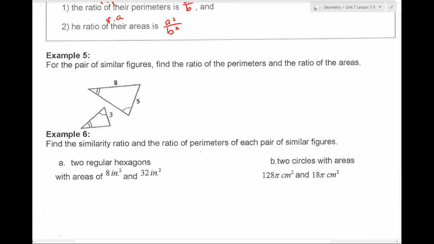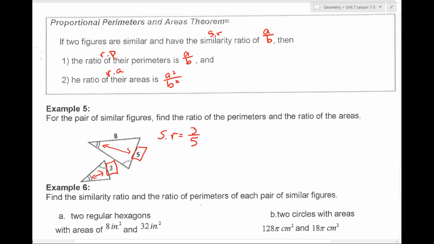Now, for the following, it says, for the pair of similar figures, find the ratio of perimeters and the ratio of the areas. Now, remember, I gave you the fact these two triangles are similar. That means I should be able to find a similarity ratio between the two if I have a pair of corresponding sides. And if you notice, here's my pair of corresponding sides. So how about if we go from smaller to bigger in this case? My similarity ratio of corresponding side to the other corresponding side, remember they're opposite the angles that are the same size, is 3 to 5.